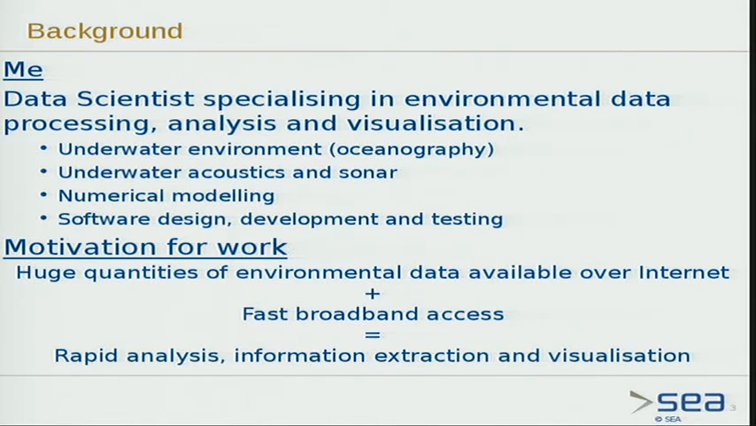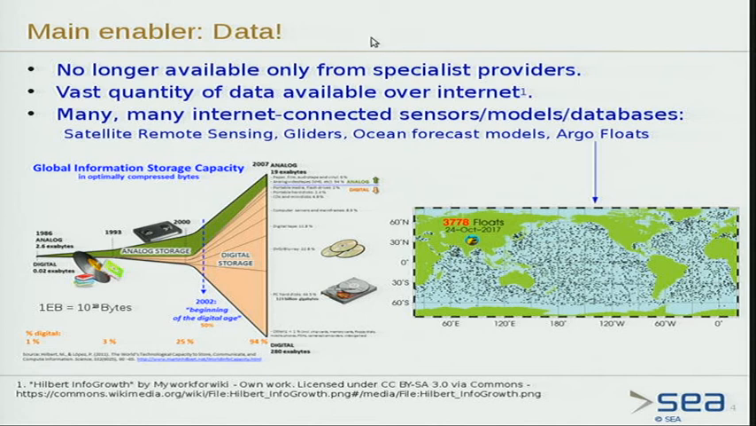So why Python? First of all, the main enabler for all of this is data, really. Quite a few years ago in my particular field, you tended to have to go to specialist providers to get the sort of data that I'm talking about, oceanographic data. But now so much of it is available over the internet, and there are many internet-connected sensors, models, databases, you name it. There's just tons of data out there. It's all available, everything from satellite remote sensing through to autonomous ocean gliders, forecast models, and Argo floats.